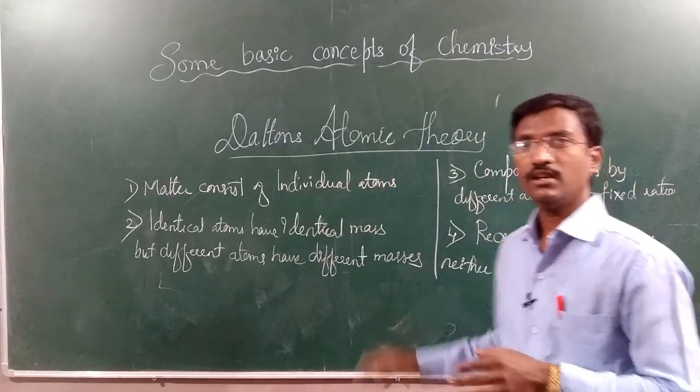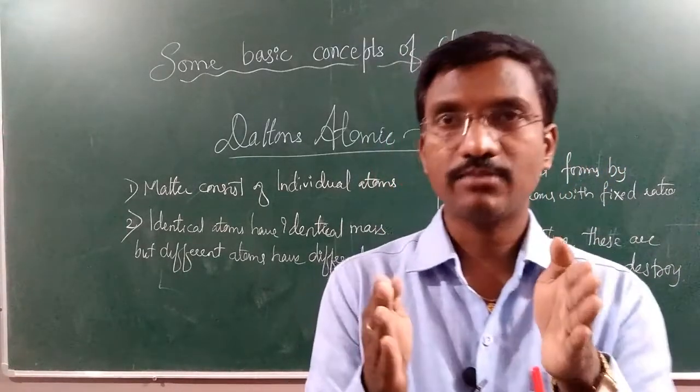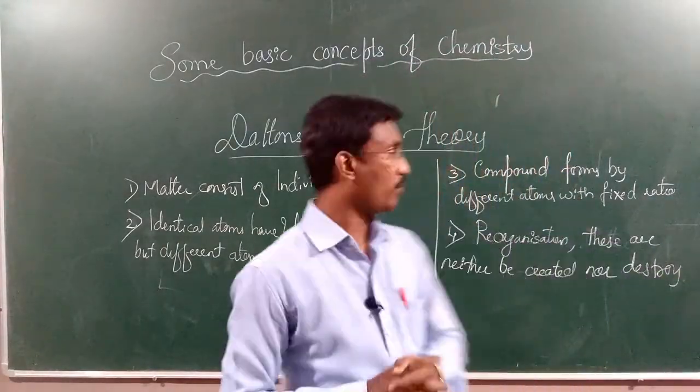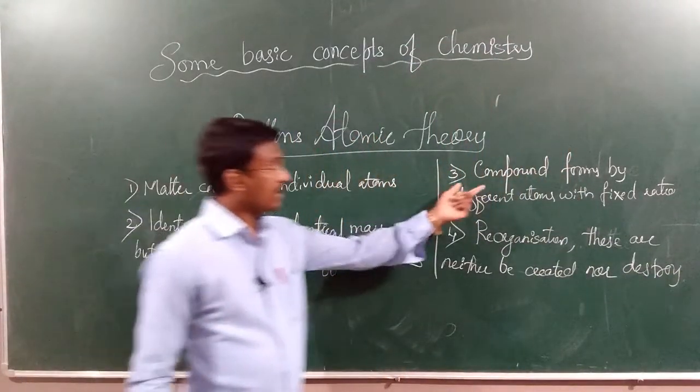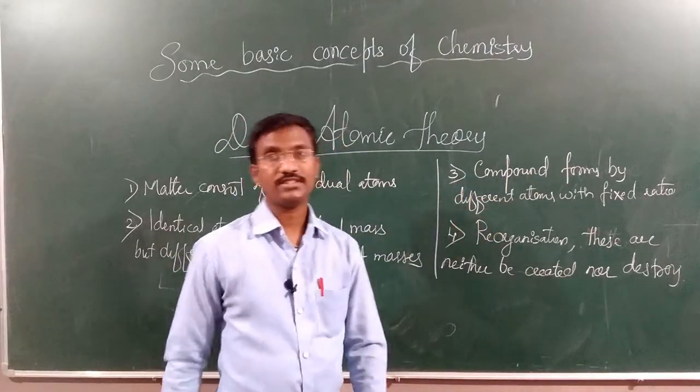Are you getting this one? So identical atoms have identical masses, and different atoms have different masses. It is obvious. And coming to the third point, compounds are formed by different atoms in a fixed ratio.